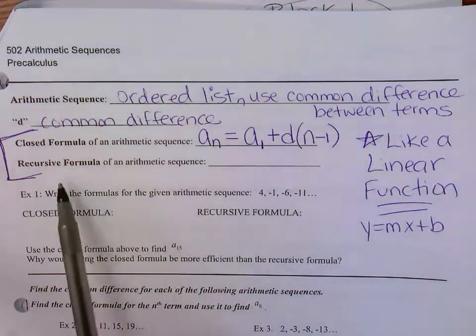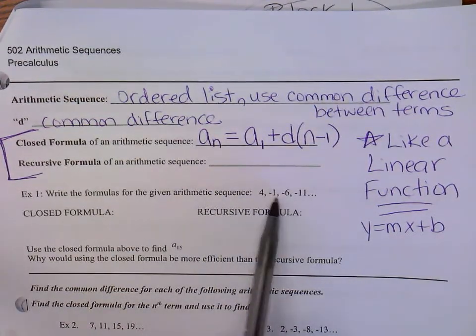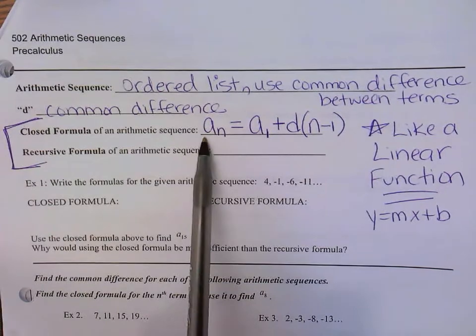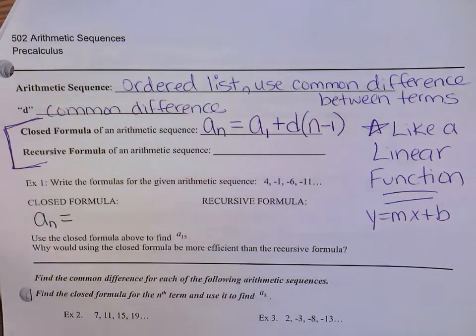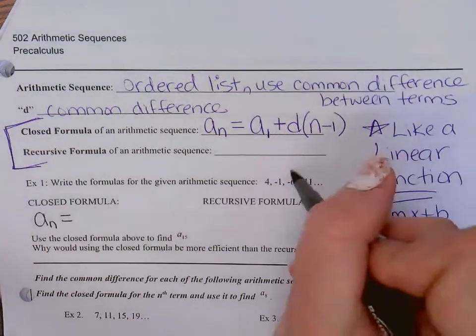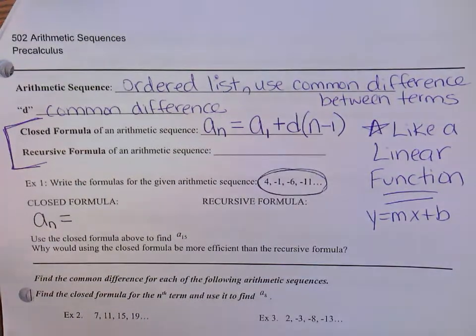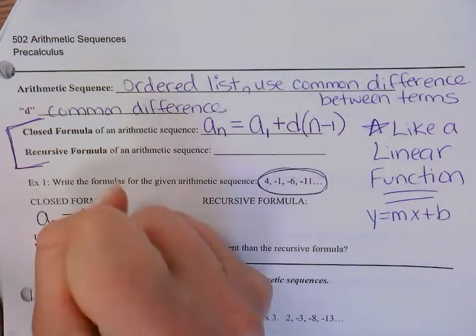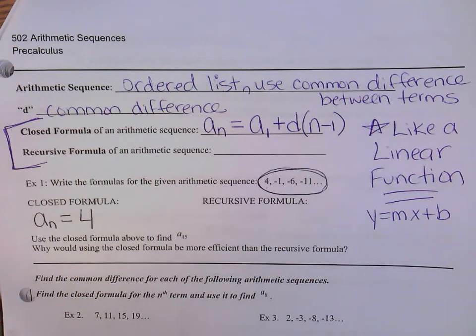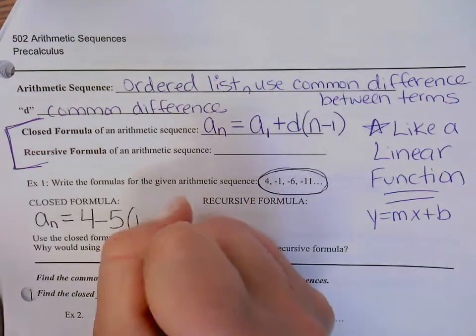All right, so I'm just going to skip down here to this first example before we look at recursive. You start your formula a sub n. So for the closed formula, I always start a sub n equals. Here is my sequence that I'm just doing as an example. What's the starting term for this sequence? What's the first term? So you write 4 because that's the starting term of your sequence. And what's the common difference? Is it going up or down by a constant amount? Down by 5. So you write minus 5 because that's your common difference. And then you write n minus 1 times.